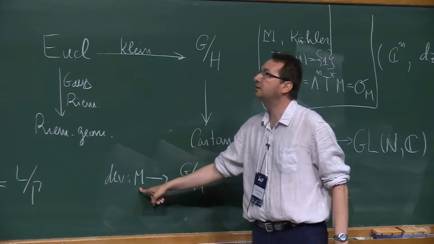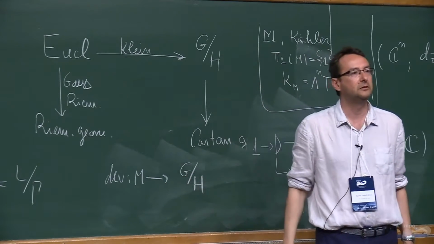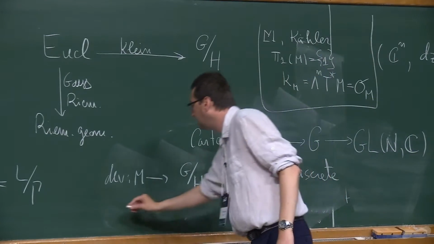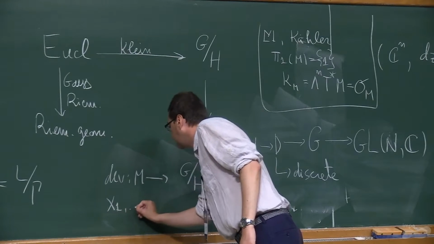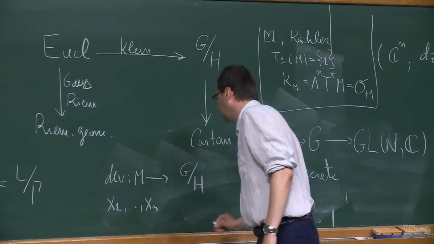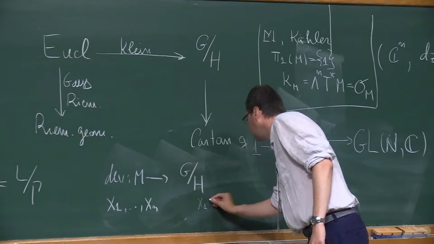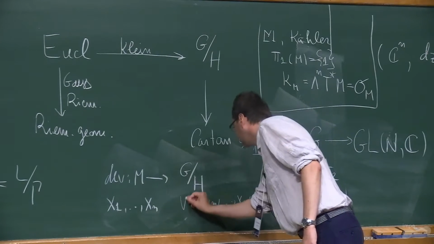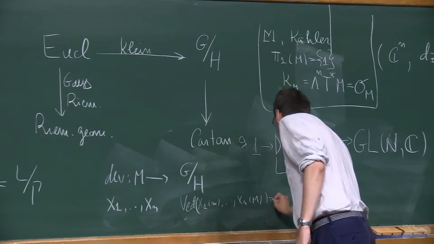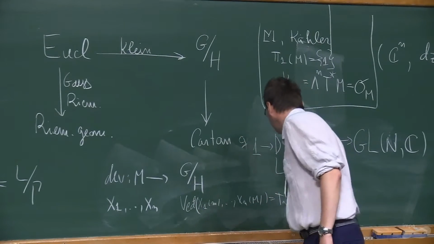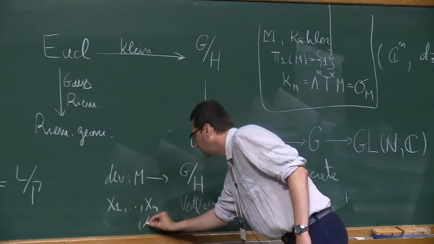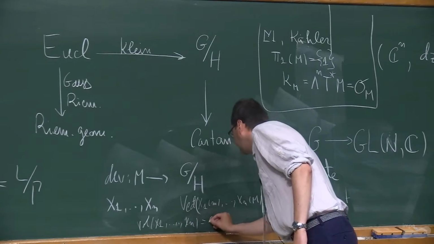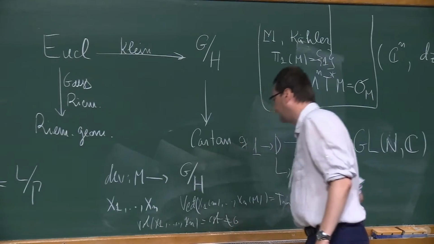And homogeneous spaces with a volume form are parallelizable manifolds. Because you take, say, holomorphic vector fields which span the tangent space of the manifold at some given point M, and then if you evaluate the volume form on those n vector fields, you will have some constant non-zero holomorphic function.